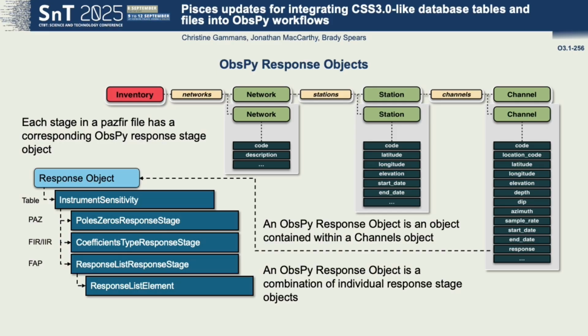The instrument sensitivity object is the stage 0 information as defined in the SEED manual, and it includes the total scaling and unit information for the entire response. So it is a combination of all of the gains, normalizations, and the total units, typically from ground motion to counts, for the entirety of the stage.